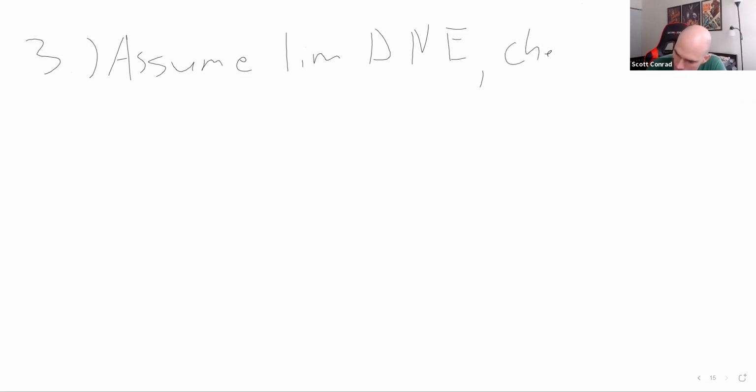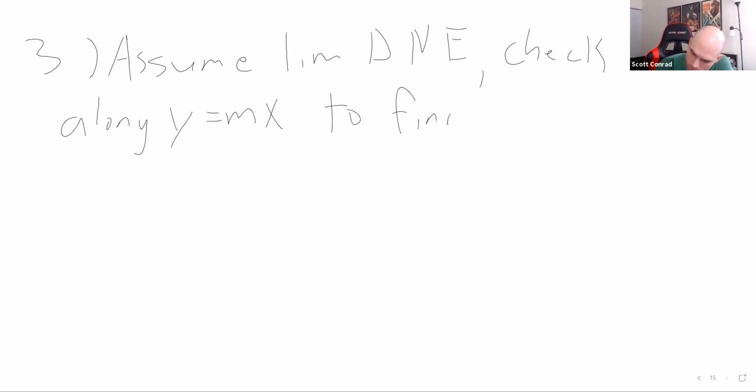So if neither of those work, we're going to assume the limit does not exist. And we're going to prove it doesn't exist by finding 2 different paths which disagree. So you're going to want to check along straight lines to find different limits along different paths.